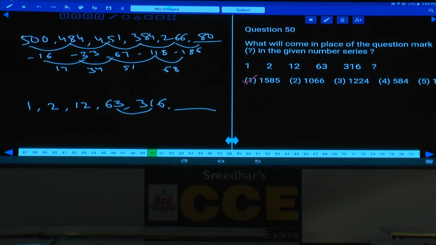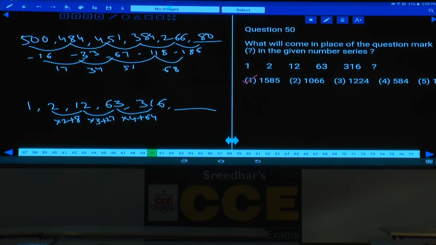And into 5 is not working, then let us start with into 4. And then this will be into 3. 12 into 3, 36, and 63. 36 plus how much is 63? Plus 27. Here, 2 into 2, 4 plus 8. Are you getting any logic or not? Now this must be into 4 plus 64. 63 into 4, 252, plus 64. Are you getting the answer or not?